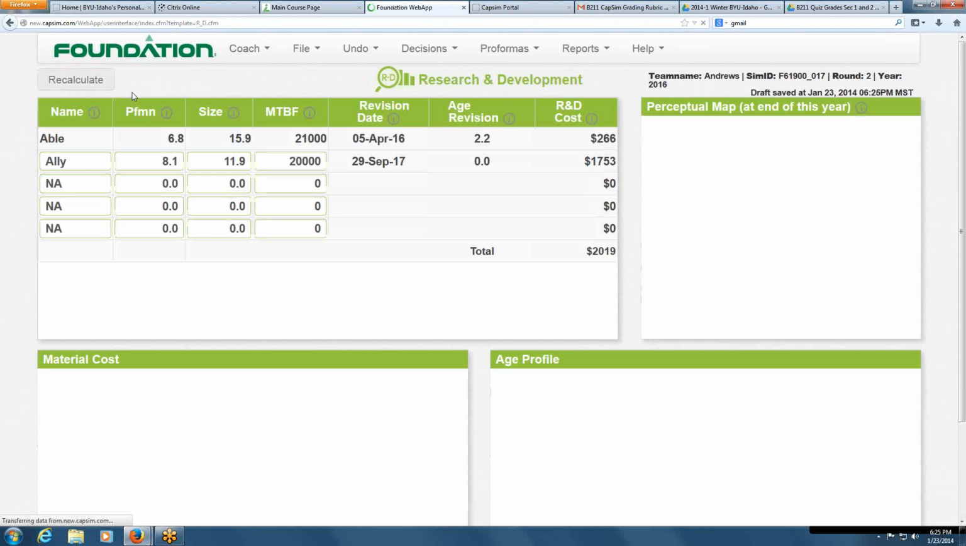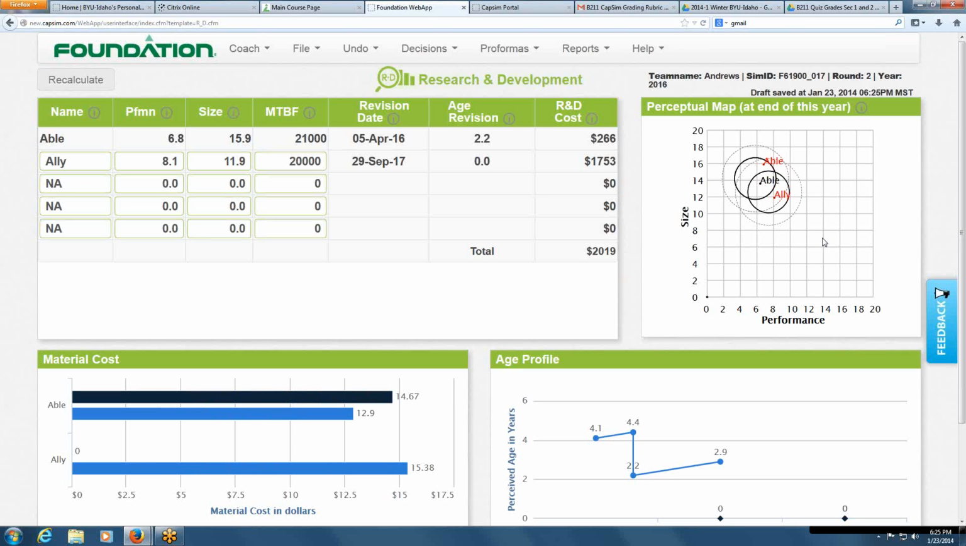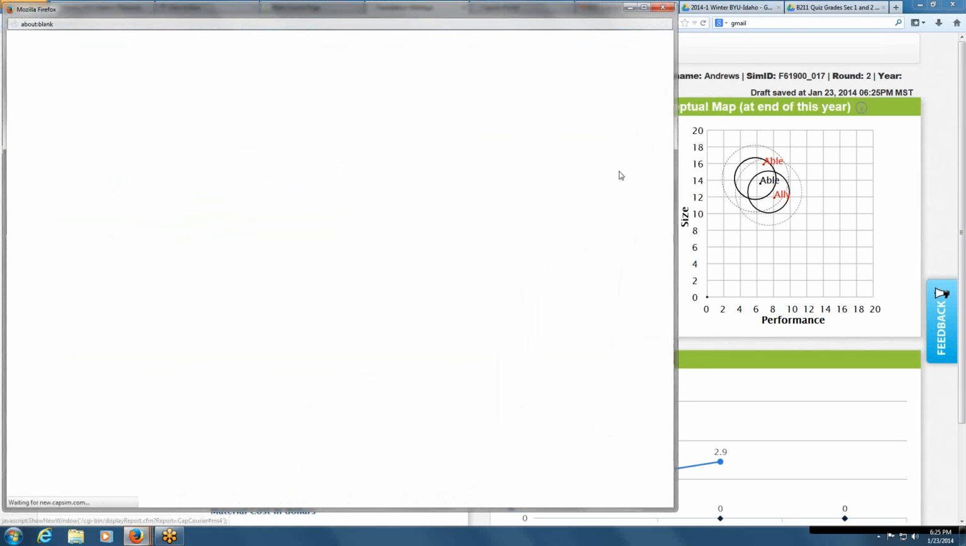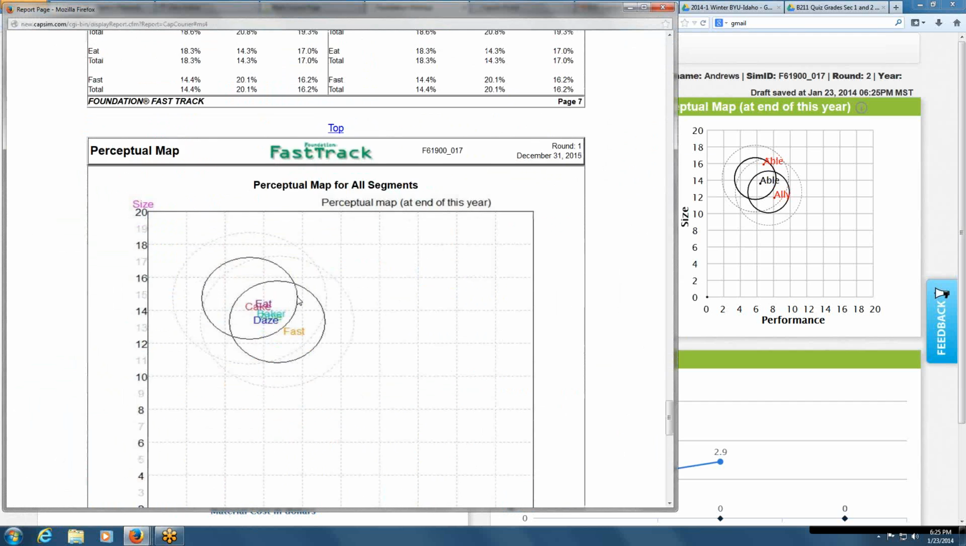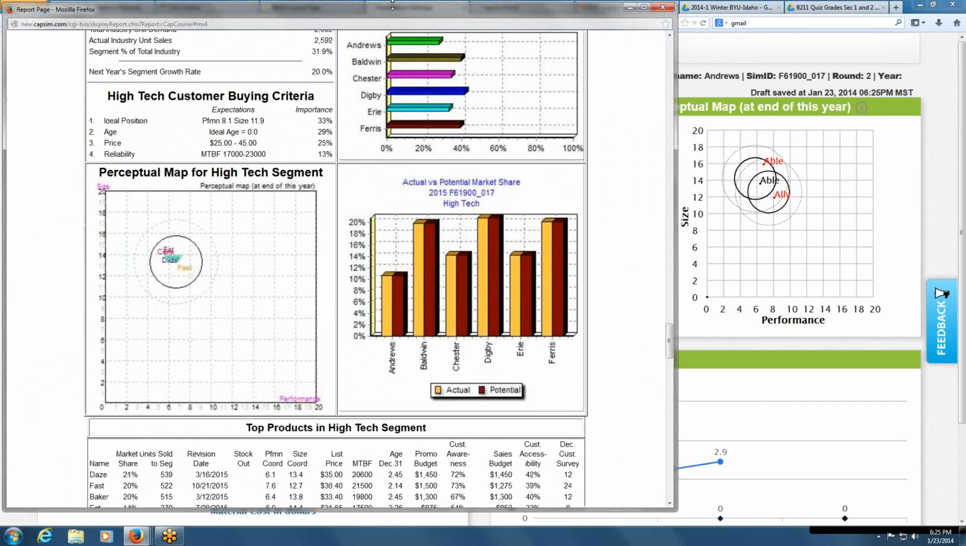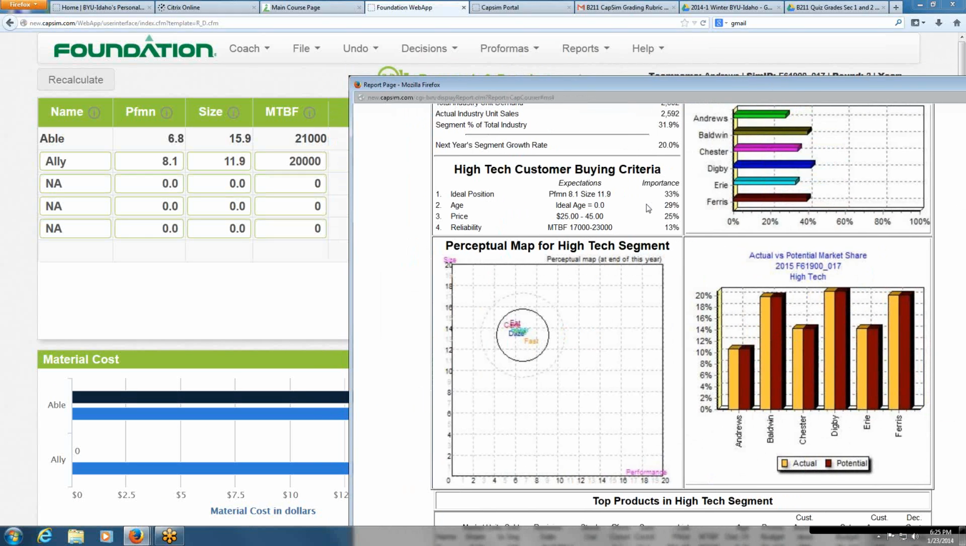Okay. So that's the sweet spot. I don't necessarily want it to be there. I want it to be even higher. So I'm going to go to my high tech, my fast track. And if you see it says 8.1, 11.9, I want it to be even higher than what that actually is.